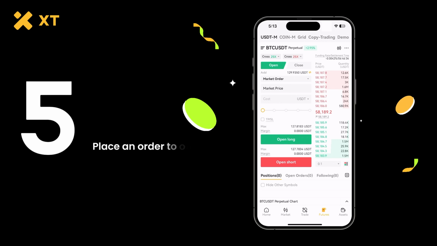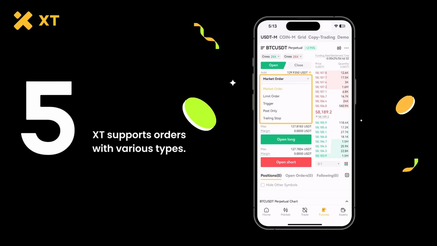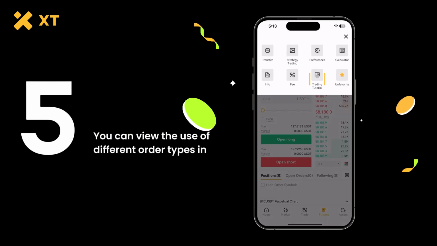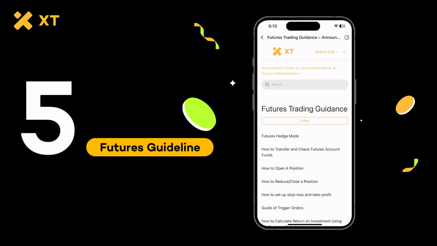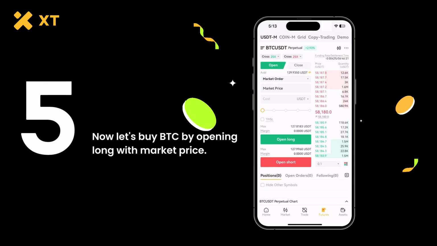Step 5. Place an order to open. XT supports orders with various types. You can view the use of different order types in Futures Information Futures Guideline. Now let's buy BTC by opening long with market price. Enter quantity.